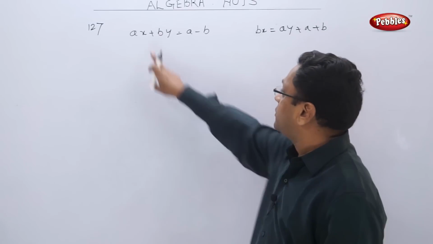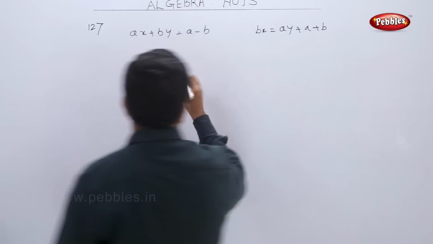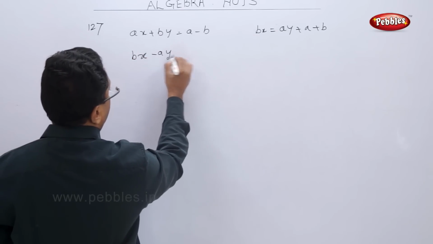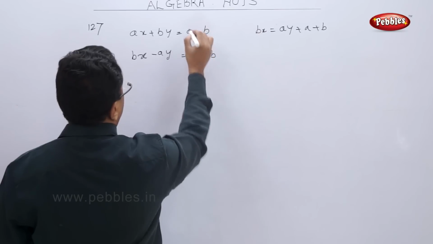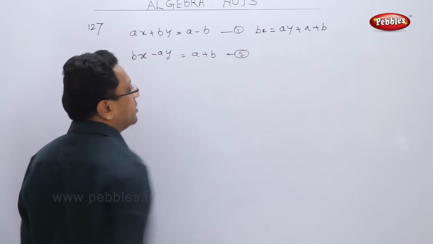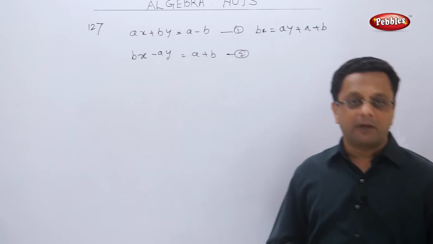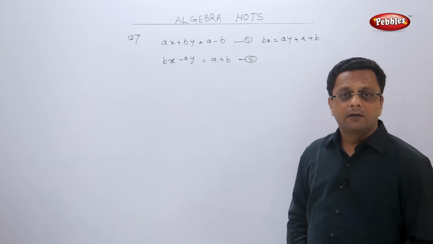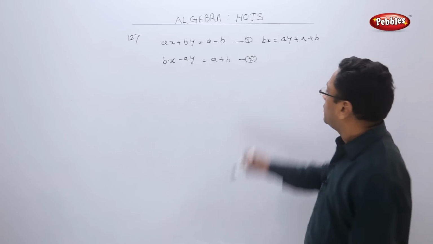First, let us write as x plus y equal to something. Okay, now here we can write bx minus ay equal to a plus b. Now this is the first equation now, and this is the second equation. Now these equations are just similar to any other simultaneous linear equation. Now how will you solve this? This is just a simultaneous linear equation like others we have solved previously.